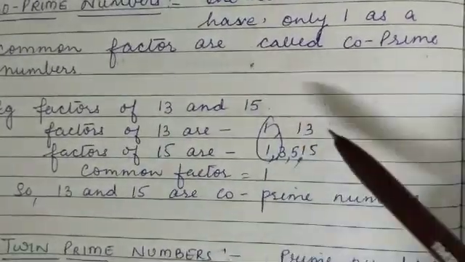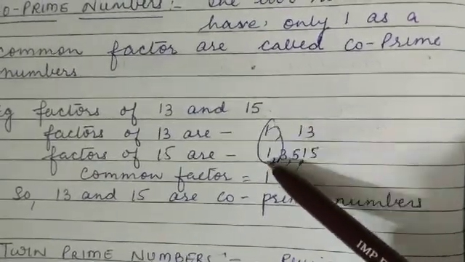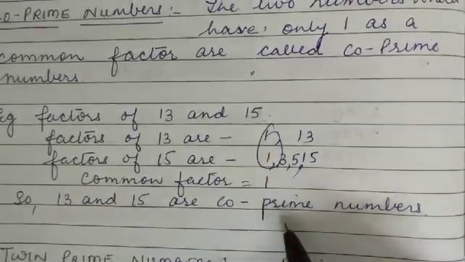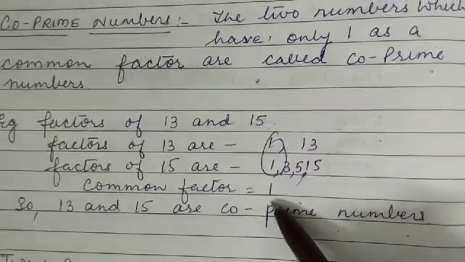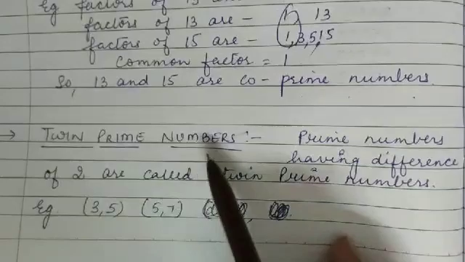Now, common factor. Which is the common factor? Which factor is there in both the numbers? That is 1. So the common factor is 1. So 13 and 15 are co-prime numbers because their common factor is 1. Clear? The next is twin prime numbers.